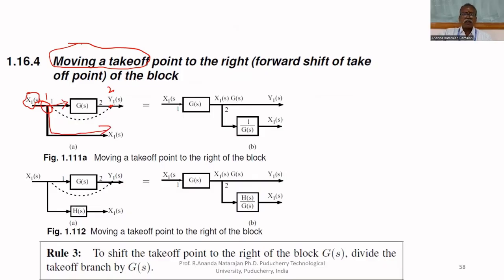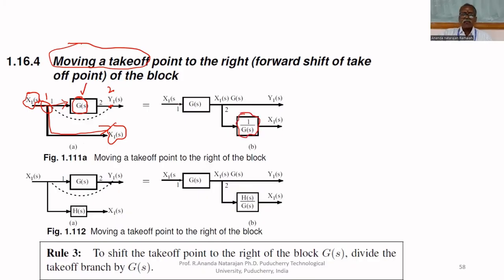If you shift that, what will happen? Let us assume that G is a simple gain, K. If x1 is passed through, it is amplified. So here we are getting it without amplification. Here we are getting it amplified by G of S. But if we shift that, the takeaway point is an amplified signal. So I have to reduce the magnitude by 1 by G of S.